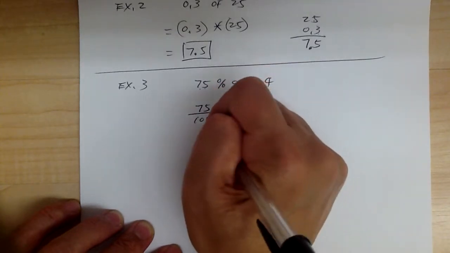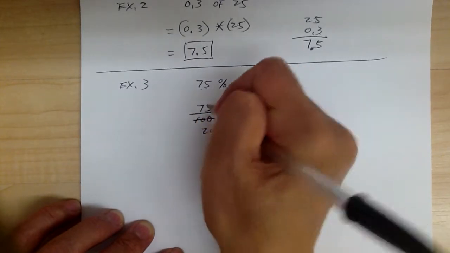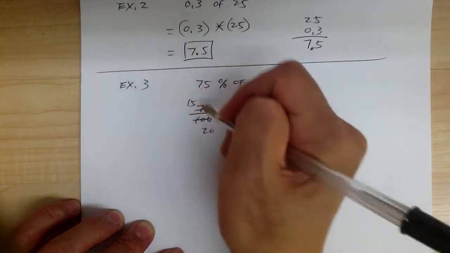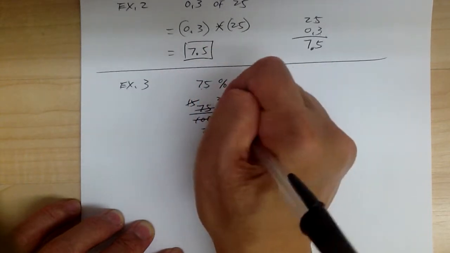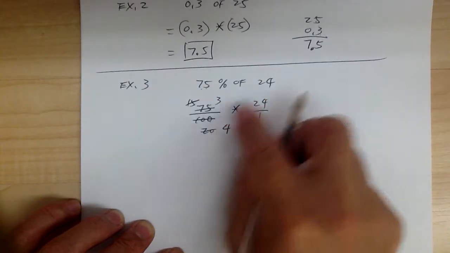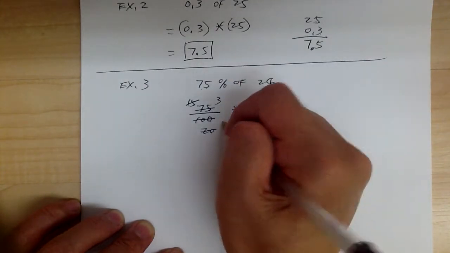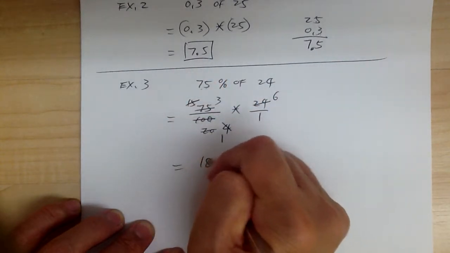So this is 5, this is 0. So both are divisible by 5. Divide by 5, you get 20. Divide by 5, you get 15. Both of these are divisible by 5 again. Divide by 5, you get 3. Divide by 5, you get 4. So now you've got 4 and 24. Both are divisible by 4. Divide by 4, you get 1. Divide by 4, you get 6. So the answer will equal 18.